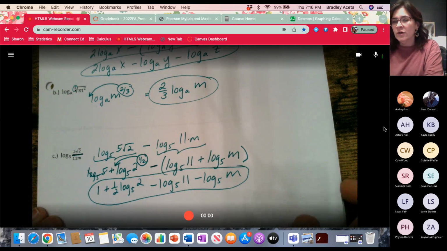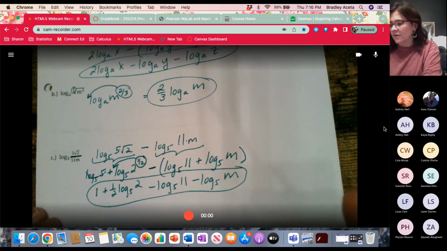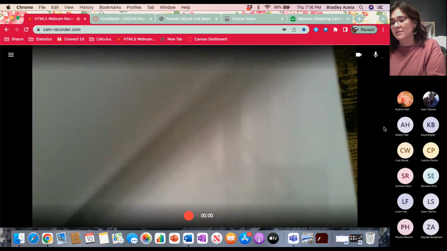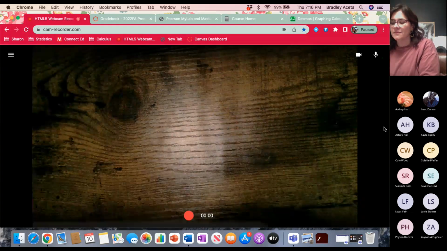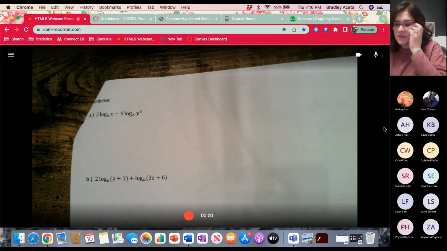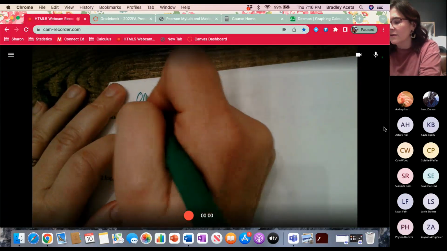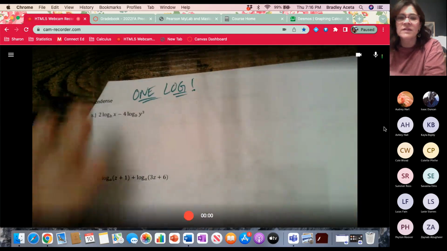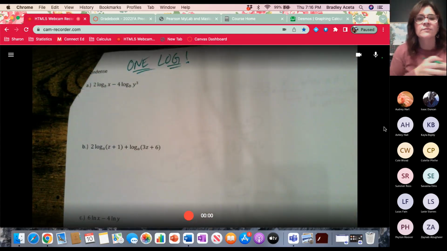Well, now we're going to work backwards. If you can expand, you can condense. If you can do both, you're doing amazing. So now we want to condense, which is 1 log. Your final answer can only contain 1 log, okay?